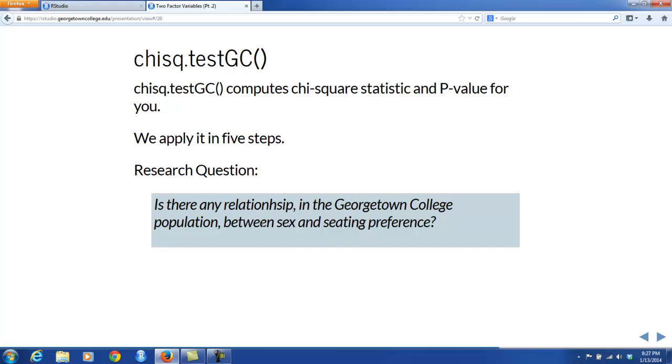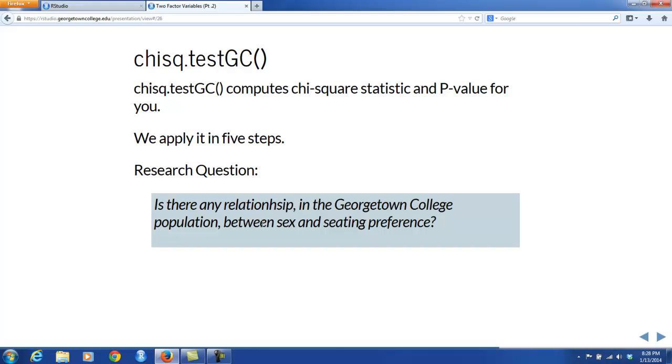Fortunately, mathematicians have devised other ways besides very slow simulation to approximate these p-values, and they've embodied them in what's called a chi-square test. Now, we have a version of the chi-square test called chi-square.test.gc that we'd suggest you use. It computes the chi-square statistic for your two-way table, and it approximates the p-value for you. Now, we apply these tests in 5 steps. So we're going to outline the 5 steps, starting with a new research question between two factor variables.